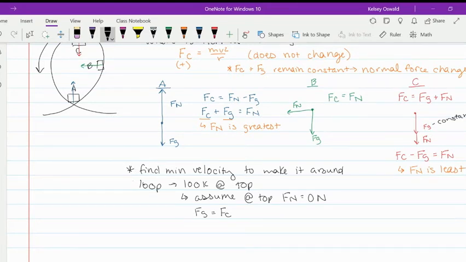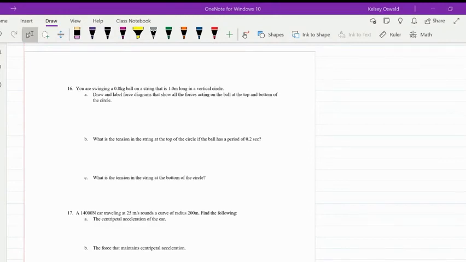So again, some big ideas there. Centripetal force always points towards the center of the circle. And we're always going to make the force pointing towards the center positive, whereas the force pointing away from the center is going to be negative. I'm going to look at one more example where we are moving in a vertical circle.